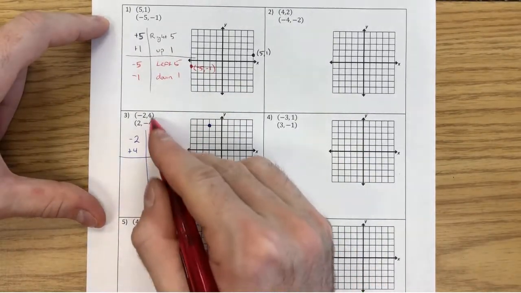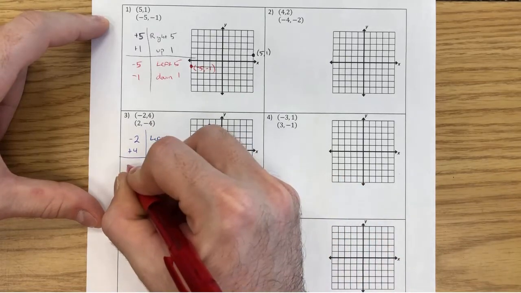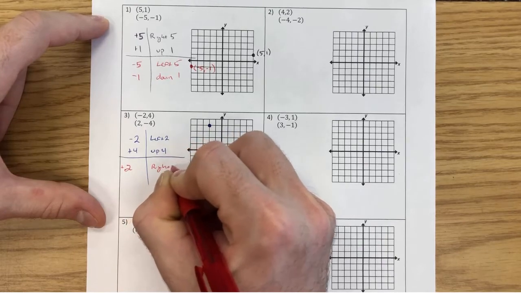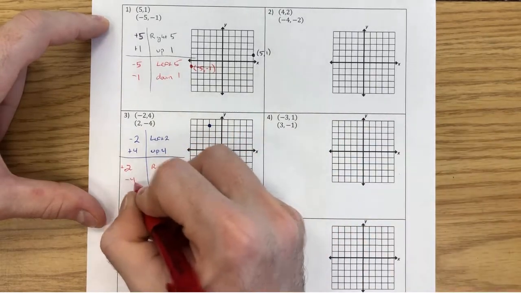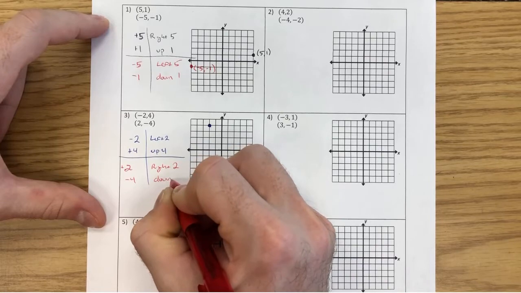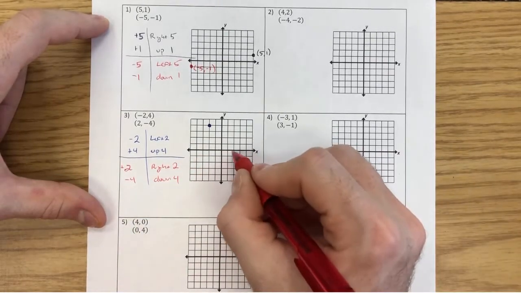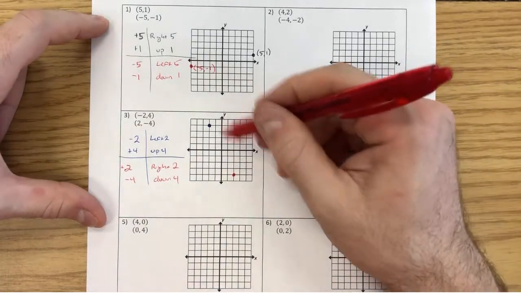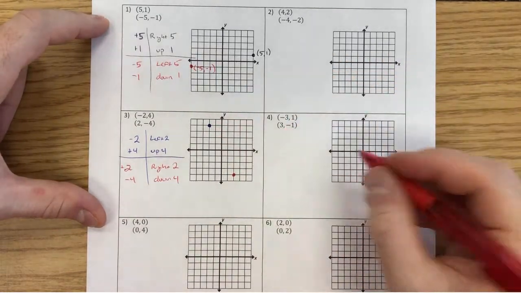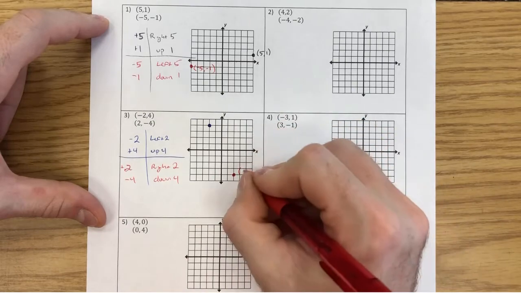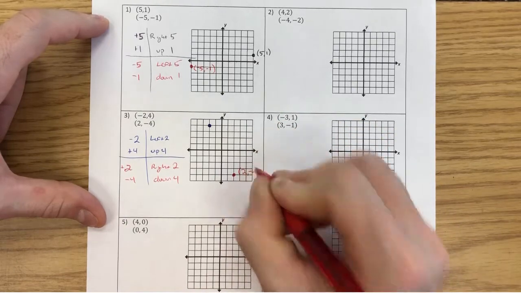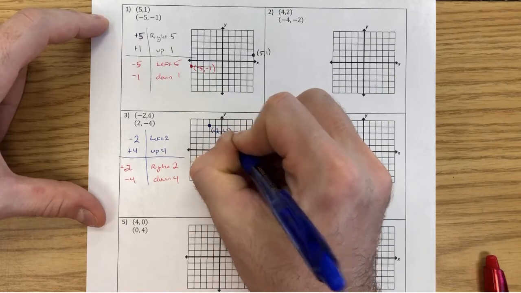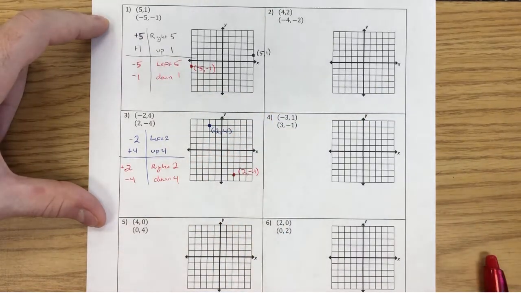I have the same 2 values but different signs again. This time my positive 2 tells me to go right by 2. My negative 4 tells me to go down 4. So I'm going to go right 2, down 4, and pop a point right there. And again, because I have more than one point on my graph, I'm going to label which one is which. This is my (2, -4), and my upper one up here is going to be my (-2, 4). And that's it.